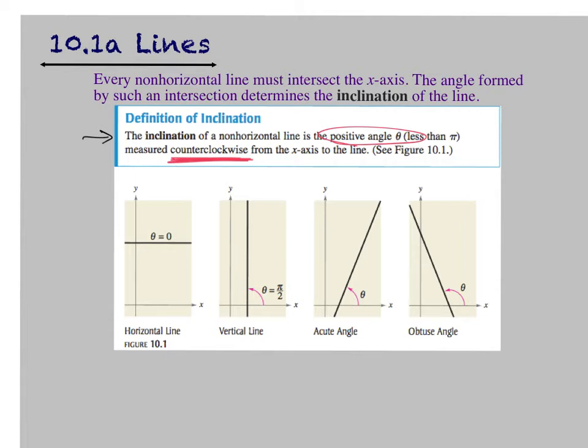All right, now I want to talk about some special ones. If we have a horizontal line, what's the inclination? Zero. If you have a vertical line, the inclination is pi over 2, because it goes straight up and down.